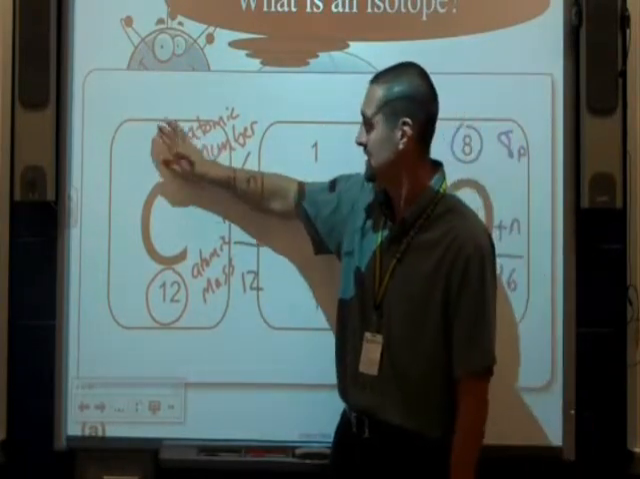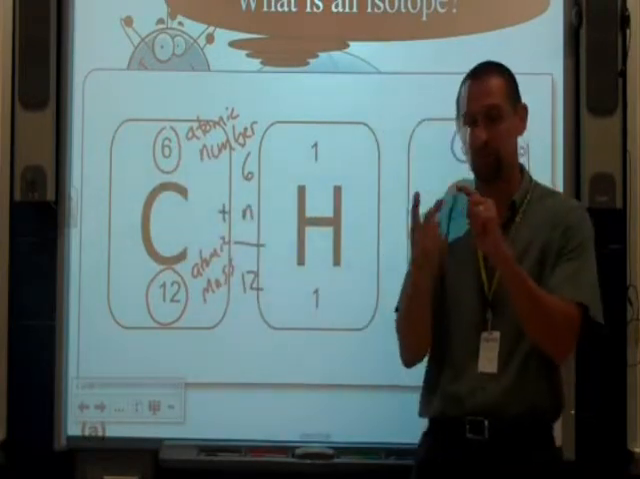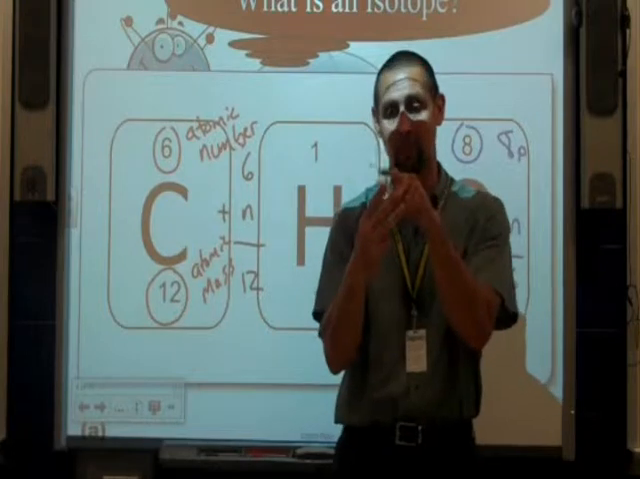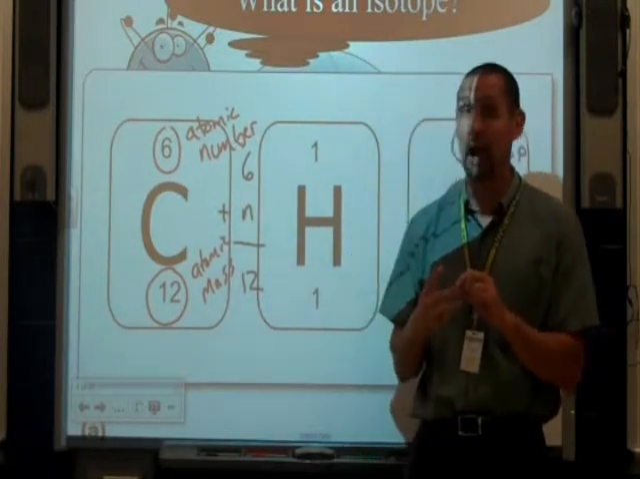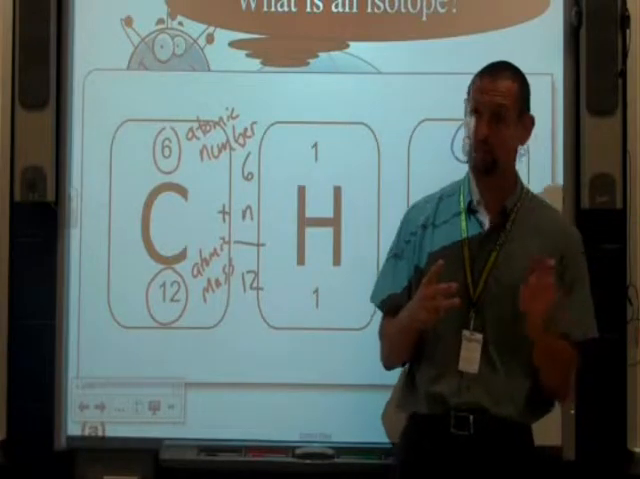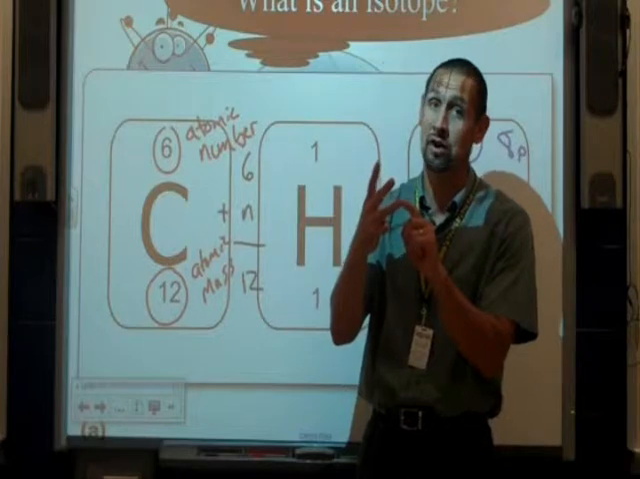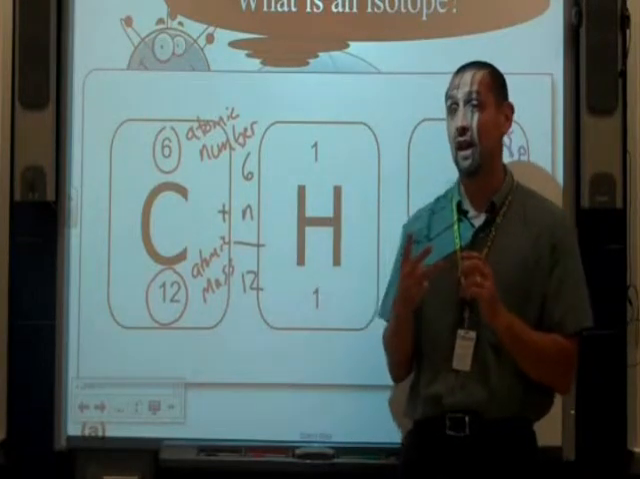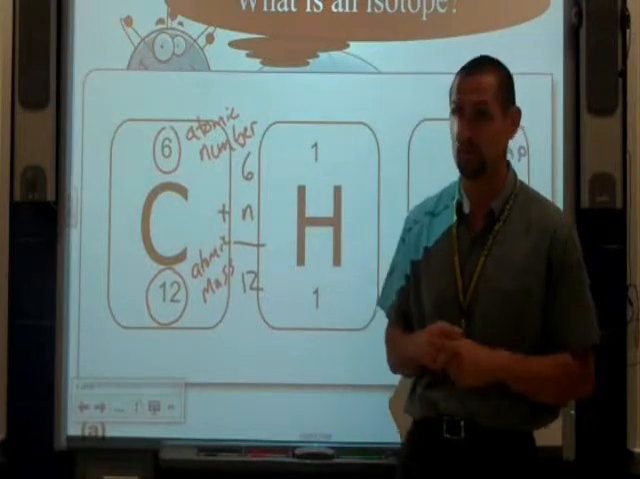Same number of protons, different number of neutrons. The protons can't change. So I've got protons, neutrons, and electrons in my atom. If I change the number of electrons, then I've got an ion. It's either going to be positively charged or negatively charged. If I change the number of neutrons, then I have an isotope. Same number of protons, different number of neutrons.